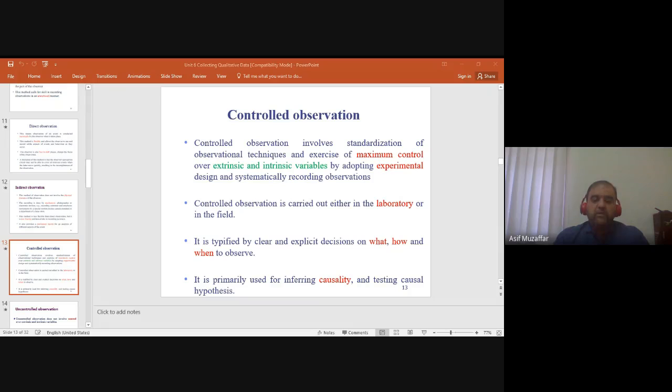For example, you are working in your lab, you can control the temperature, you can control the people coming in and out of that lab, you can control your experiment as well. So you can say that it is a controlled observation. Whereas in uncontrolled observation, you would not be able to control some of the extrinsic or intrinsic factors.